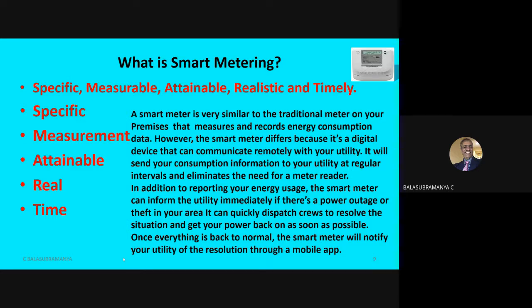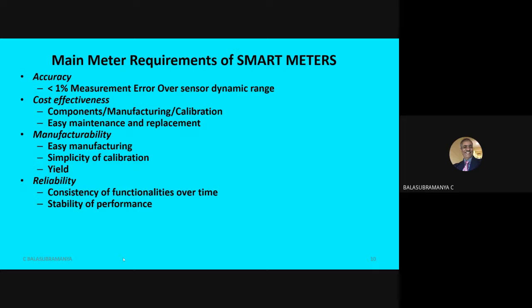What are the main meter requirements of the smart metering philosophy? Number one is accuracy. Number two is cost effectiveness, optimal cost. Number three is manufacturability, how easily we can manufacture. Number four, very important, is reliability over a period of time. That means sustained accuracy, consistency of reading, consistency of functionality, stability. All these things are very important from the point of understanding the smart metering philosophy.